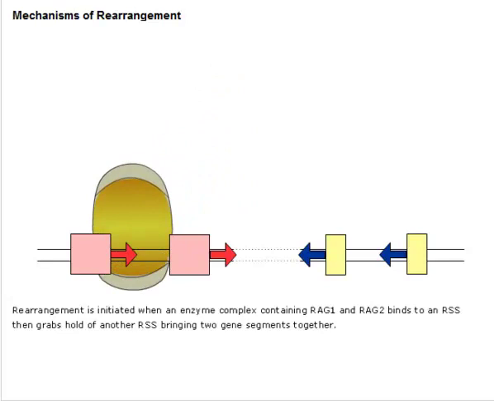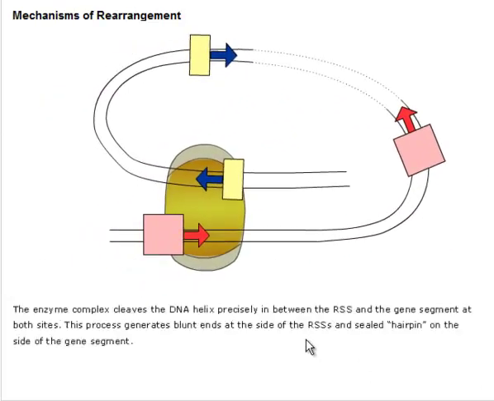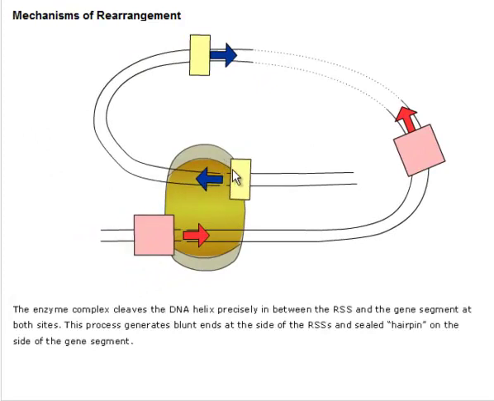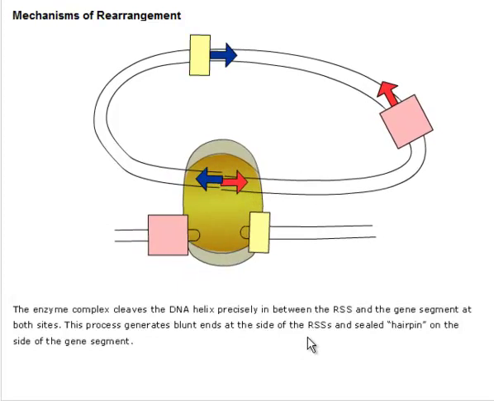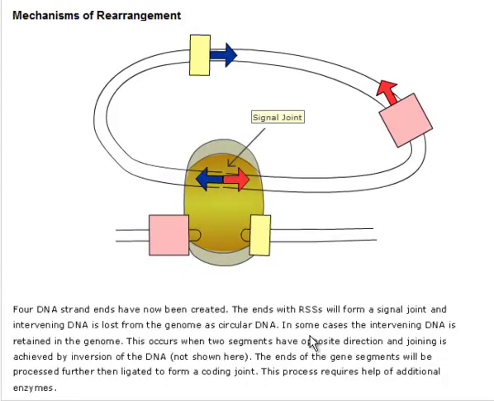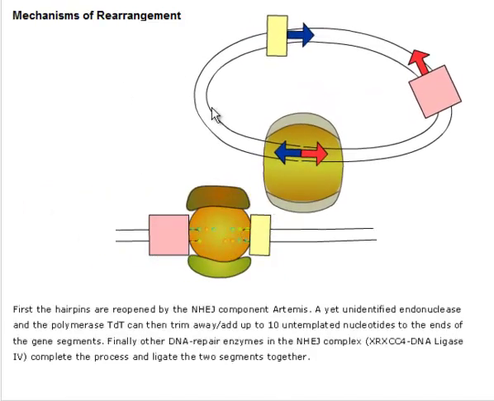So this is just a diagram of our RAG protein working. So it's mediating the splicing then of these two segments. So you can see it's cleaving at the proper sites, the 12-23 rule. And so this is forming a signal joint. This is the part that's spliced out.